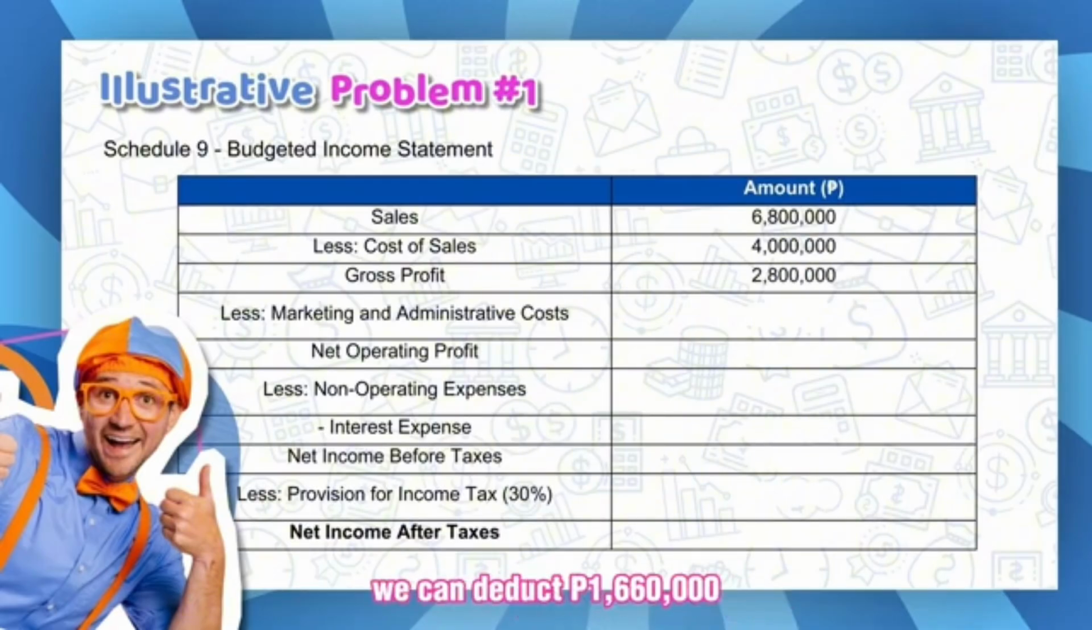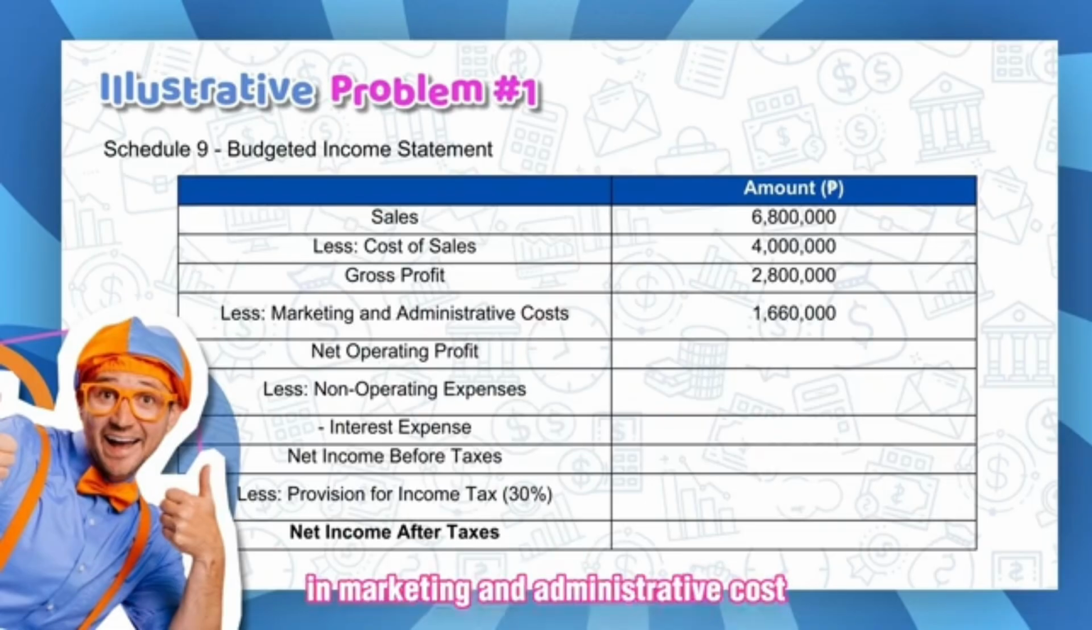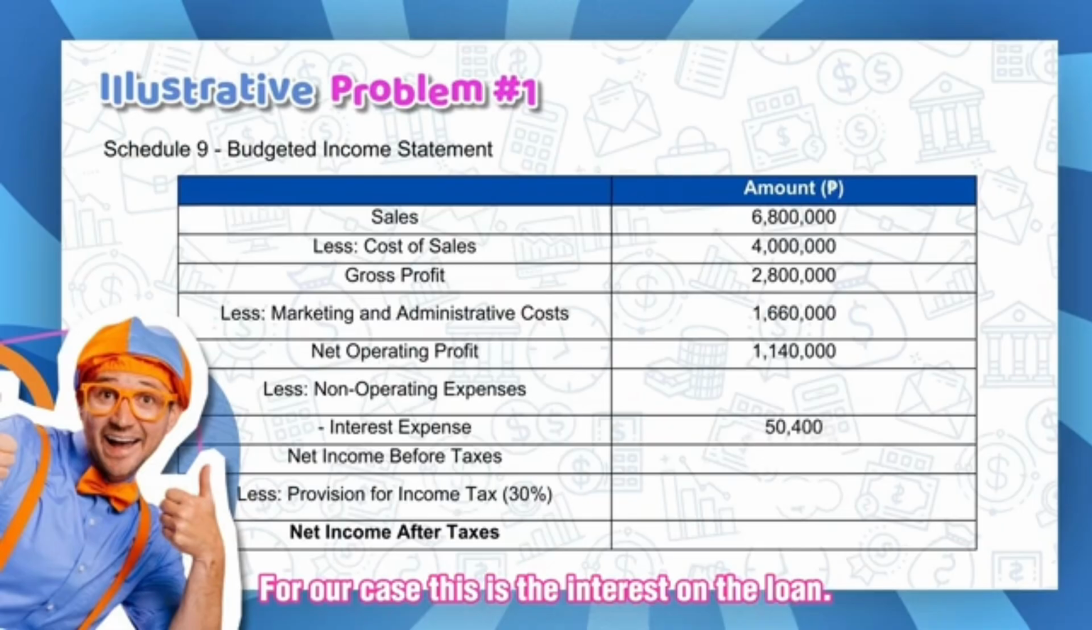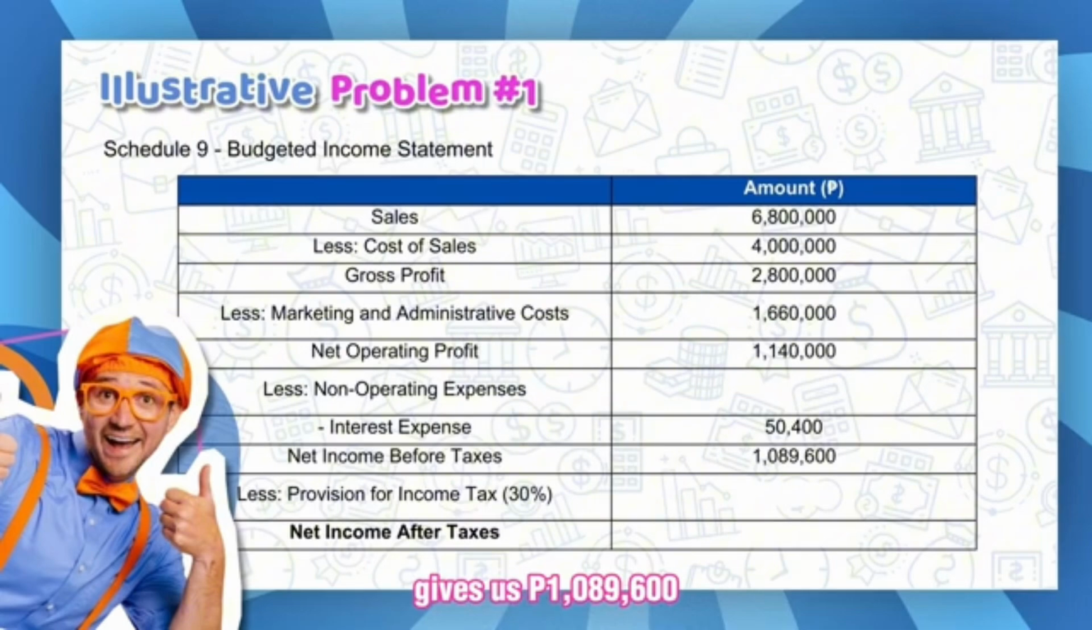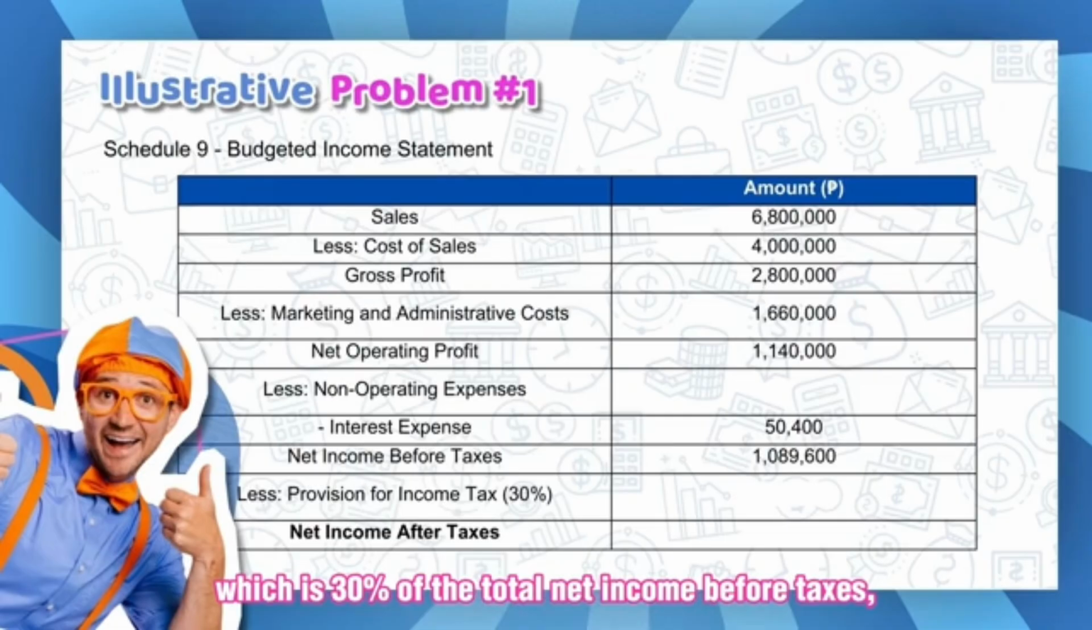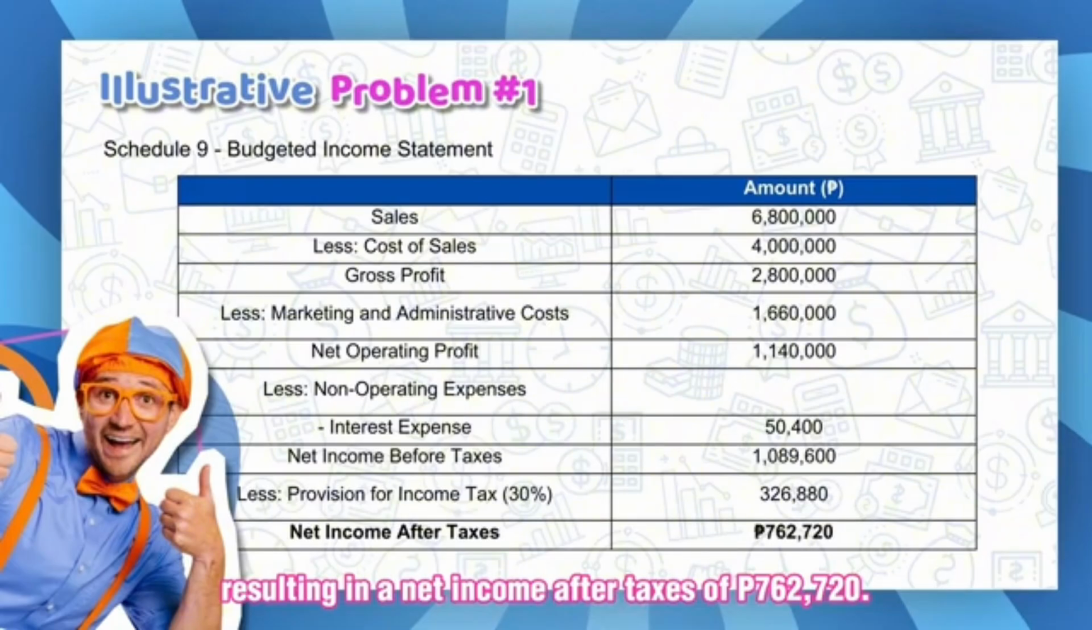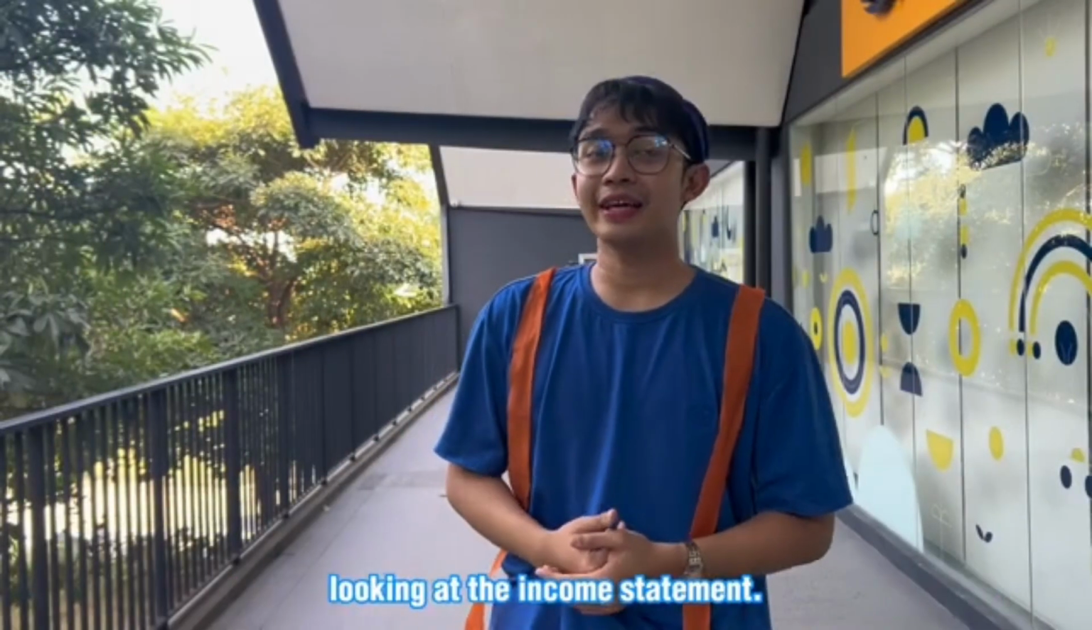From this amount, we can deduct 1,660,000 in marketing and administrative costs computed in Schedule 7, giving us the net operating profit. We can also remove or add non-operating expenses and revenues. For our case, this is the interest on the loan. Deducting that from the net operating profit gives us 1,089,600 pesos. Lastly, we compute the taxes due, which is 30% of the total net income before taxes, resulting in a net income after taxes of 762,720. Wow, that was awesome looking at the income statement.